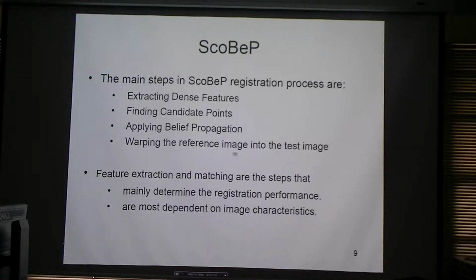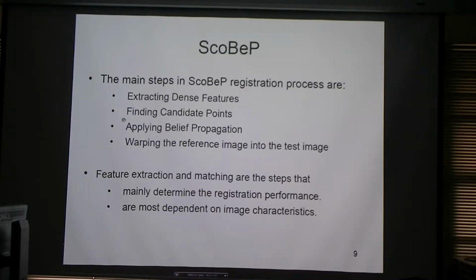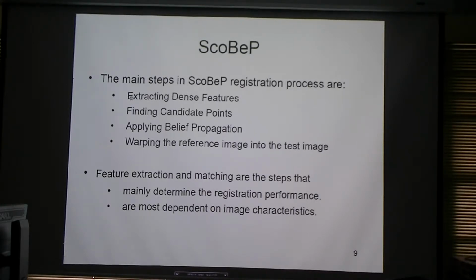It means that we use the pixels of the reference image and just display the test image by the reference image pixels. And we can say that these two steps are the most important of our registration part, and also feature extraction and matching are most dependent on the image characteristics.